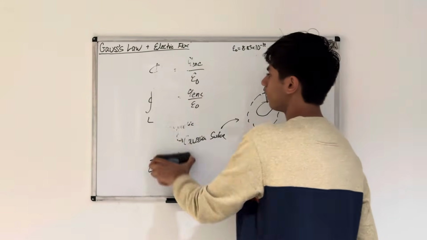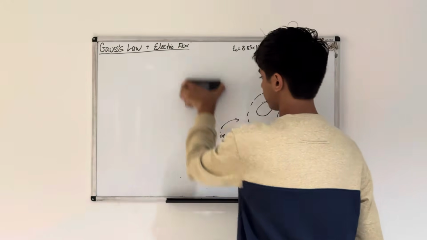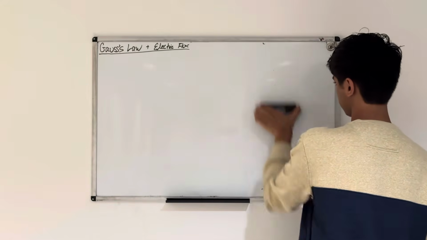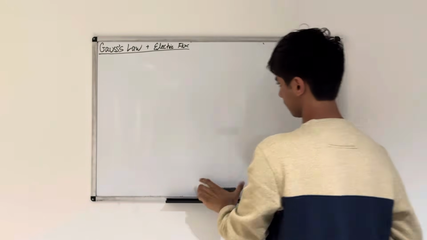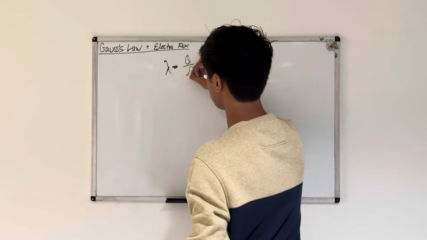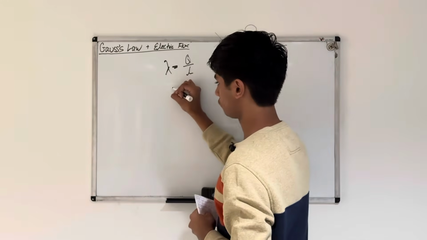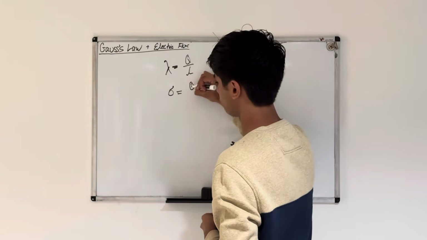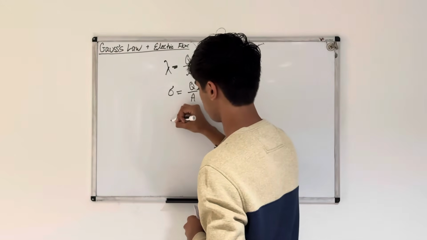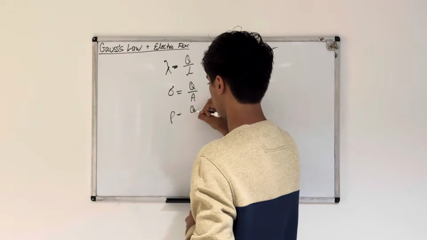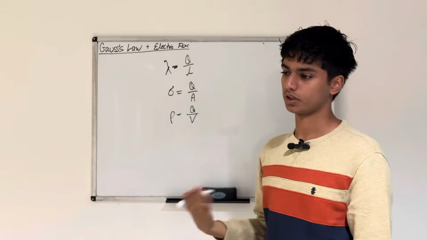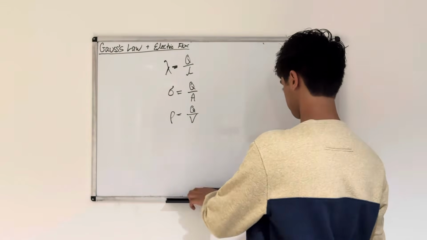And finally, let's just go over the 3 types of charge densities that you need to know for these kinds of problems. The first type is called linear charge density, given the symbol lambda. Linear charge density is equal to the amount of charge, Q, per unit length, L. Then we have surface charge density, sigma, which is the amount of charge per unit area. And then we have volumetric charge density, given the symbol rho, and it's the amount of charge per volume. Those are the 3 types of charge densities that you need to know for Gauss's law.